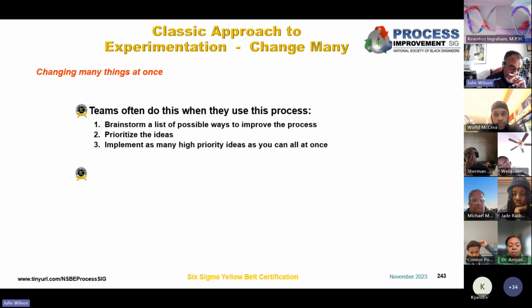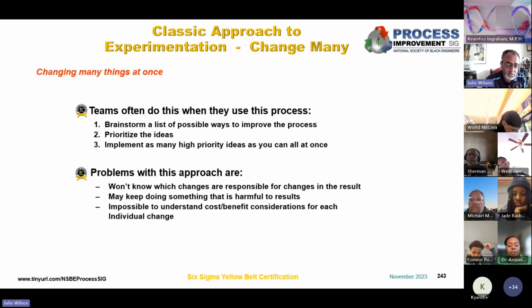The other approach that people have to experimentation is they change many things at once. And this is what happens when their teams get together to solve a problem. They brainstorm a bunch of possible ways to improve the process. They prioritize the ideas, and then they implement as many high priority ideas as they can all at once. The problem with this approach is you won't know which changes are responsible for the changes in the result, or you may keep doing something that is actually harmful to the results. And it's impossible to understand the cost-benefit considerations for each individual change.